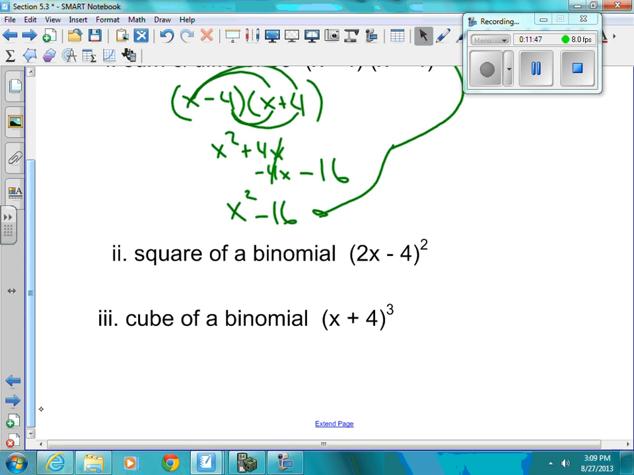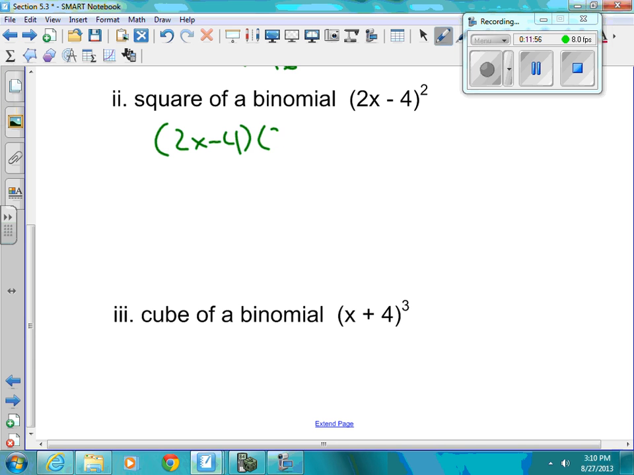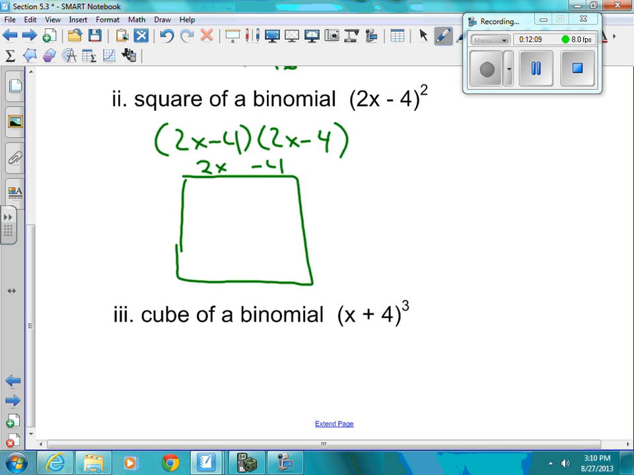Square of a binomial. Square of a binomial, 2x minus 4 squared. Well, really, that's 2x minus 4 times 2x minus 4. What's that going to create? It's going to create a perfect square trinomial, right? You do the box method one more time to show that I can actually do it correctly the first time.